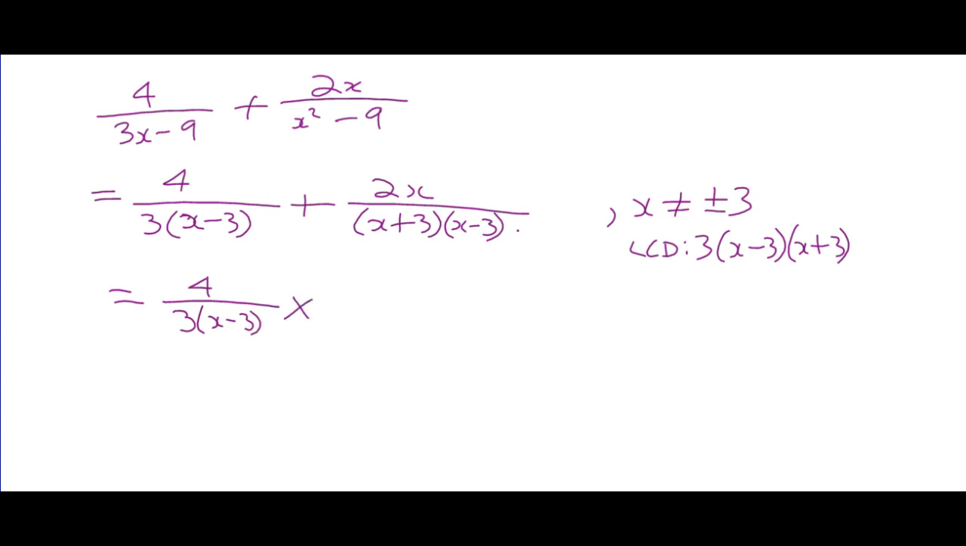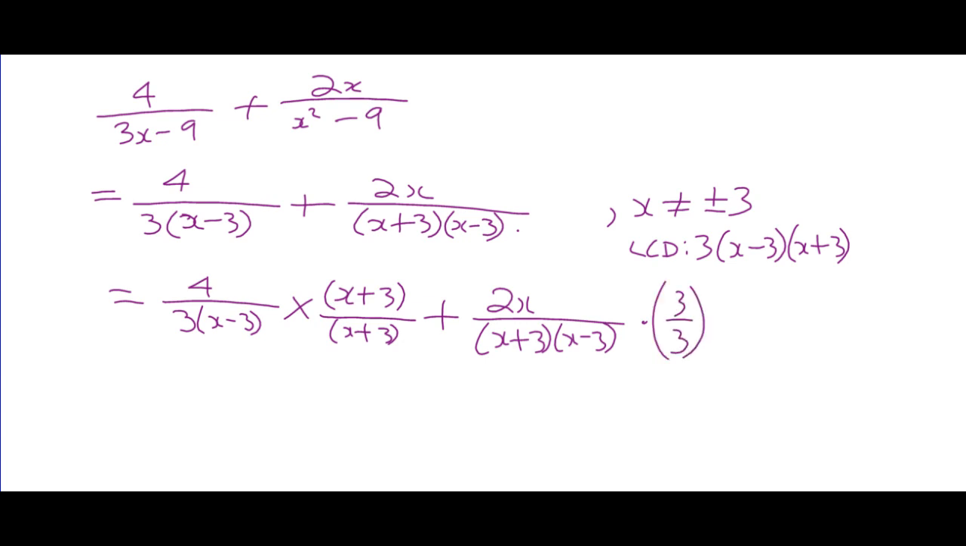So what does this first term get multiplied by? x plus 3 over x plus 3, right? Okay, what's that going to give me? A 3, an x minus 3, and an x plus 3. That's what I need. Now it's plus 2x, so the 2x is over x plus 3, x minus 3. So what does it need on the bottom? It needs a 3. So we're going to multiply by 3 over 3.